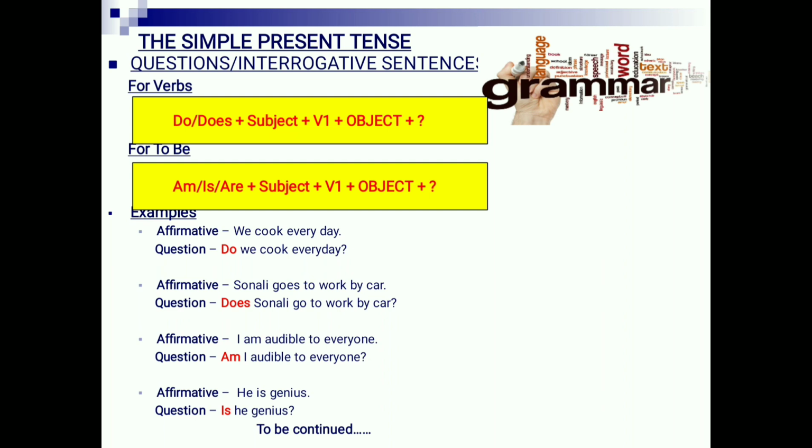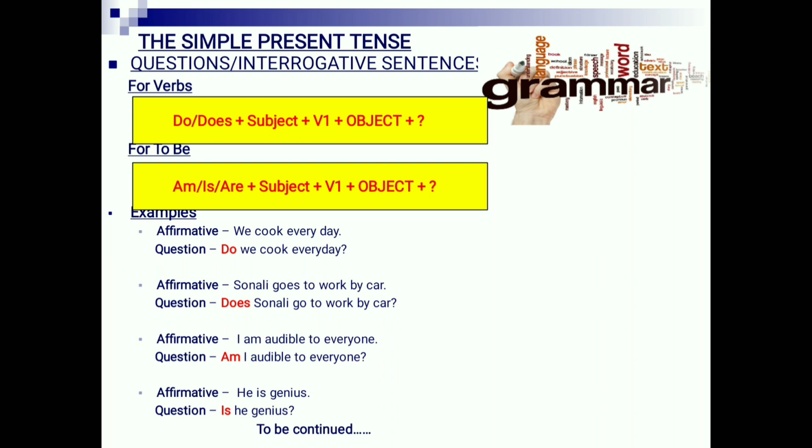Next one is I am audible to everyone. Here, am is a helping verb. We have to bring the helping verb in front. Am I audible to everyone? This is the correct question. He is genius. Now, is he genius?